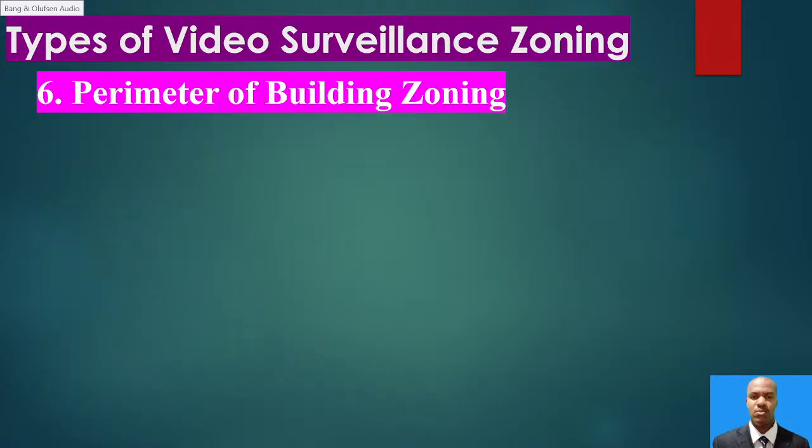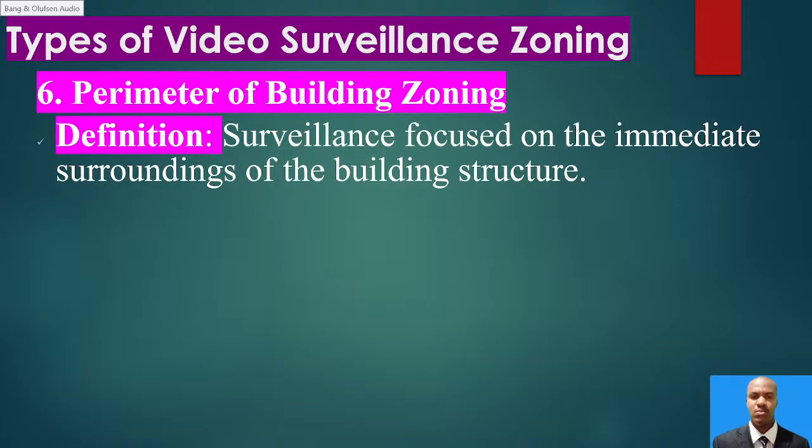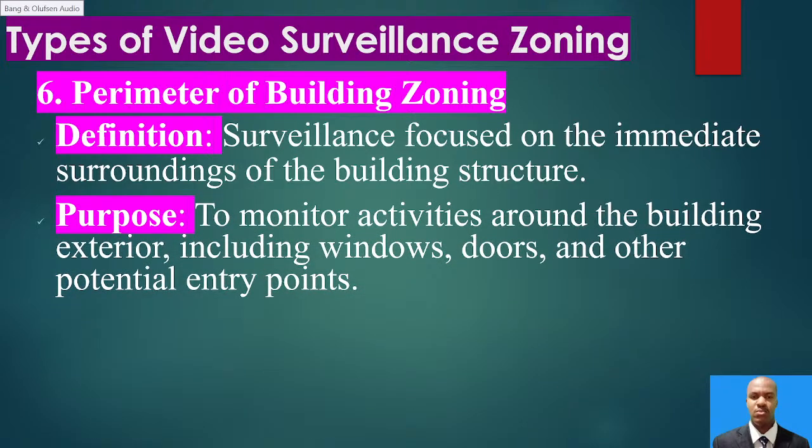Then the other type of video surveillance zoning is the perimeter of building zoning. This is surveillance focused on the immediate surrounding of the building structure. The purpose is to monitor activities around the building exterior, including windows, doors, and other potential entry points.